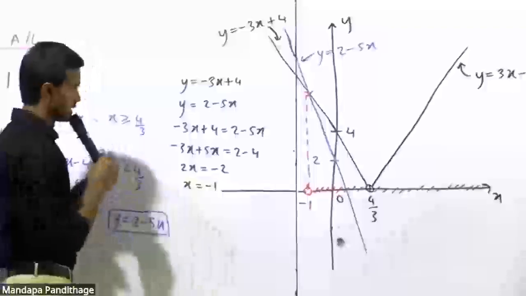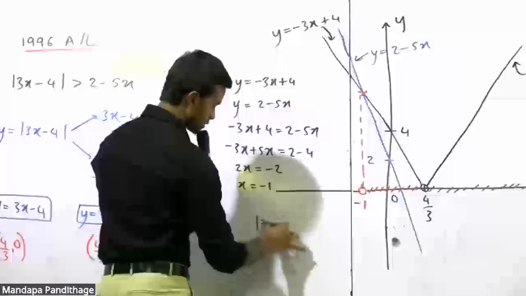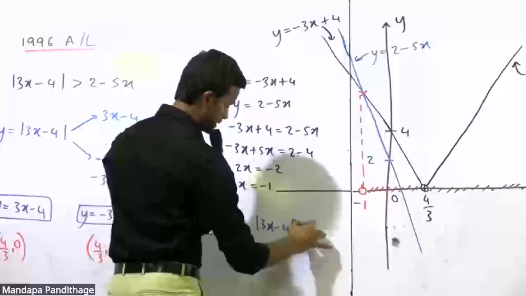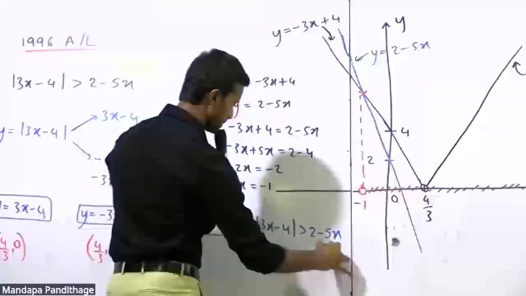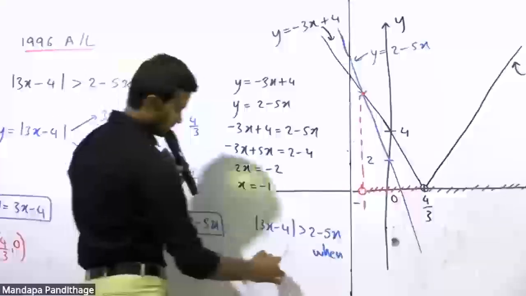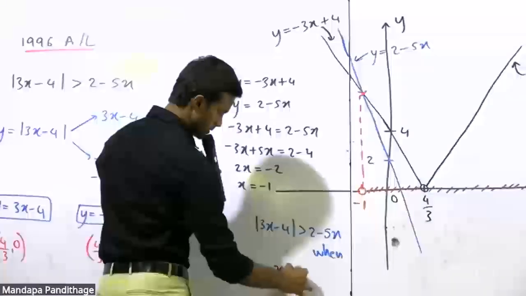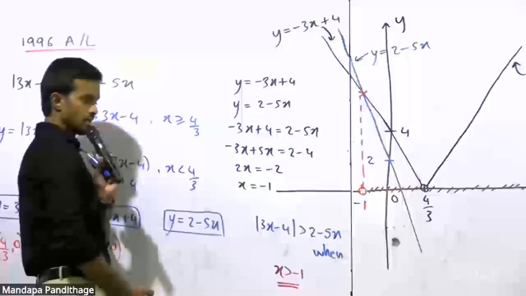So we can write the final answer. The modulus of 3x minus 4 is greater than 2 minus 5x when x is greater than minus 3. Sorry, when x is greater than minus 1. You get the answer when x is greater than minus 1.